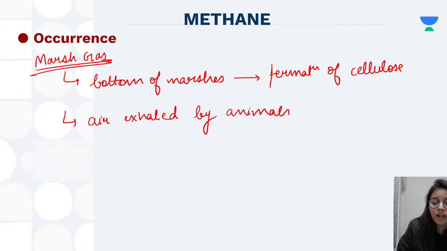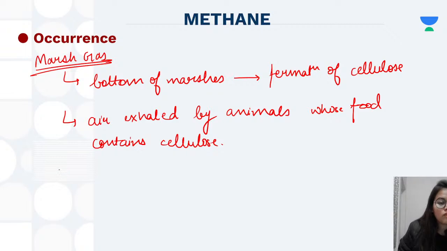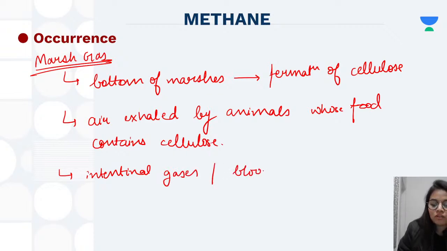Not all animals, but those whose food contains cellulose. Next, it is also found in the intestinal gases and blood of animals and humans.